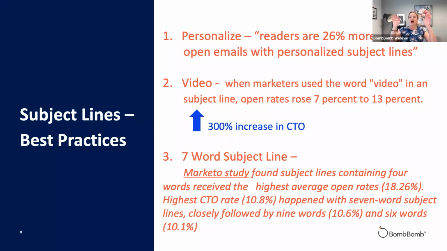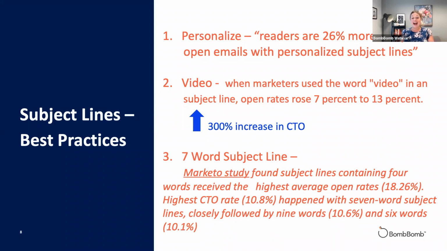Okay. So 7-word subject lines. Okay. This is another tool in your toolbox. You're not going to be able to put every single one of these rules and best practices into every subject line. These are here as your guide. Okay. Your best practices. But Marketo found that subject lines containing 4 words received the highest open rates. Again, a 4-word subject line generated the highest open rates at about 18%.